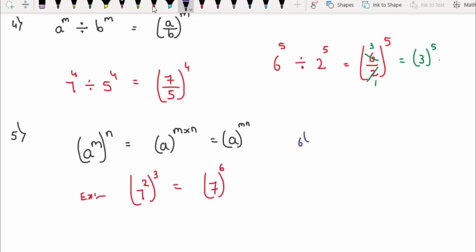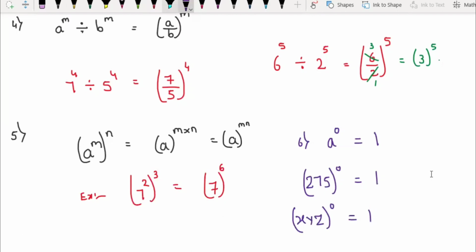One more, the sixth one. Any base to the power of 0, that is a to the power of 0, the value is going to be 1. It may be anything as your base, like 275 whole to the power of 0, then also the answer is going to be 1. If it is like xyz whole to the power of 0, then too the answer is going to be 1. If the power is 0, the value is going to be 1.